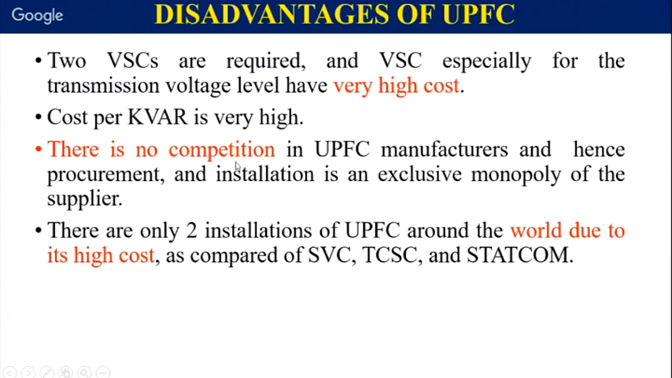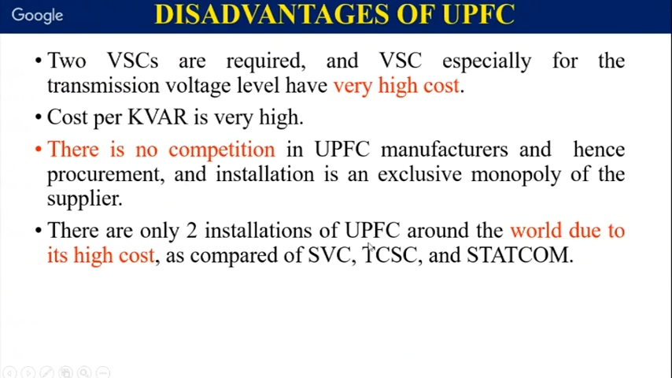There is no competition among UPFC manufacturers, and hence procurement and installation is an exclusive monopoly of the supplier. Like SVC, as I have told you, there are more than 800 SVCs connected all over the world. There are ample SVC manufacturers, like Siemens and ABB, which all manufacture FACTS devices. So there is enough competition between the suppliers. But in the case of UPFC, there are no competing manufacturers, so it is only the monopoly of the supplier.